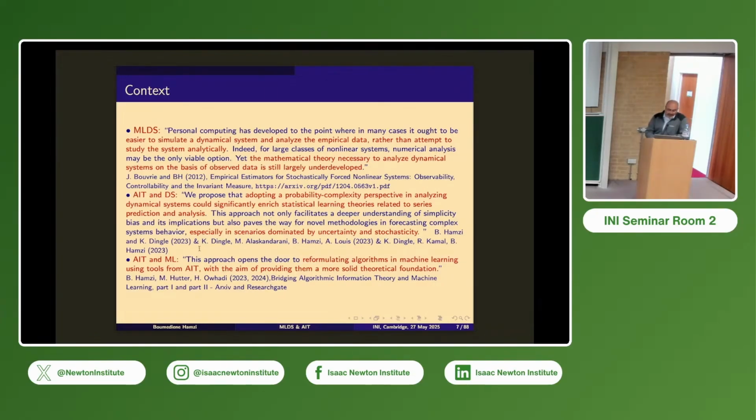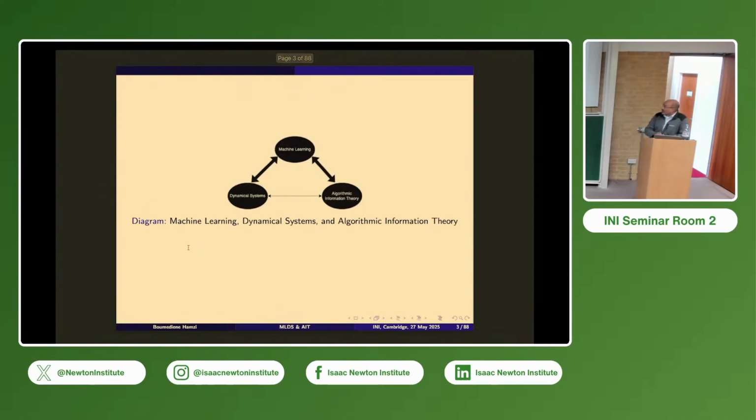The other direction is AIT and machine learning. Here our goal is to reformulate algorithmic machine learning using tools from AIT, with the aim of providing a more solid theoretical foundation. This is what we wrote in some of the papers recently. What I'm trying to argue is that kernel methods are the core, the heart of this diagram, and that kernel methods will show up as a tool to unify the interaction between the three areas. Maybe next time I should write a circle here and put kernel methods in the heart of it.